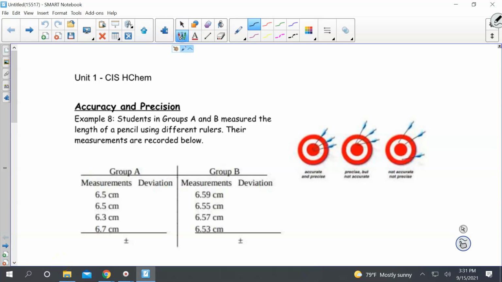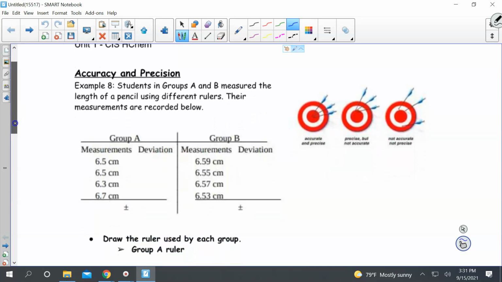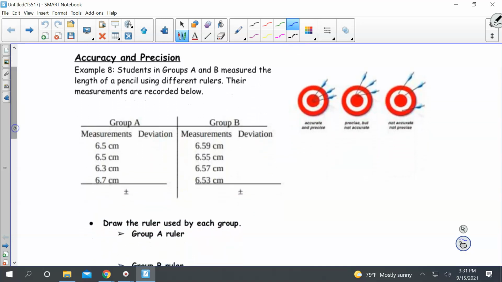This is our lecture on accuracy and precision. So we're going to run through these examples and look at these notes. We have this target that relates accuracy and precision to throwing darts on a target. And we're going to relate this to science. How can we relate these two terms?